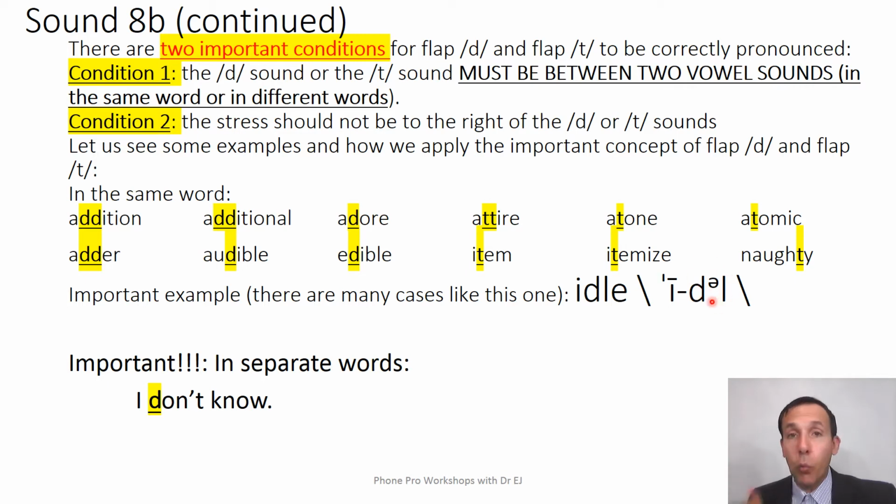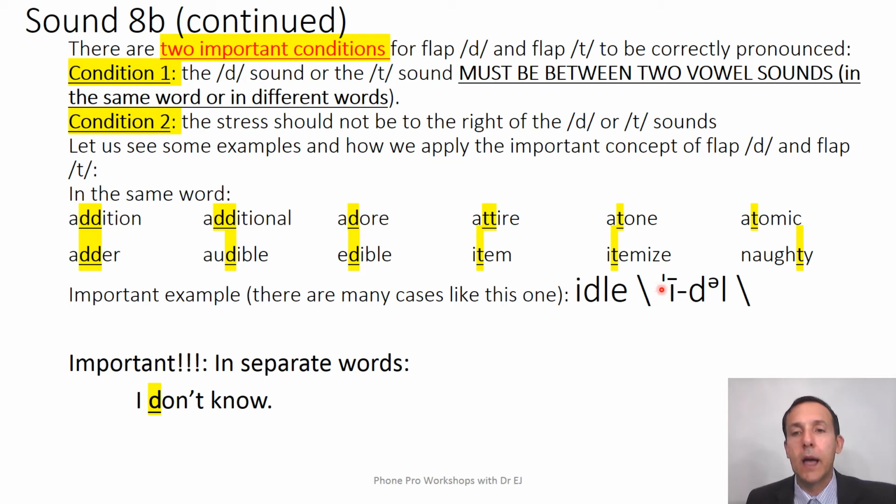Schwa is a vowel sound, which tells you that the d sound here is between two vowel sounds, I and schwa. With that said, now you can determine that condition number one, the D sound or the T sound must be between two vowel sounds, applies here. Here condition number one is met. So let's go to condition number two. Where is the stress? Well, take a look. I say idle, and here it is graphically represented by the primary stress symbol, which is this one right here. So right there.